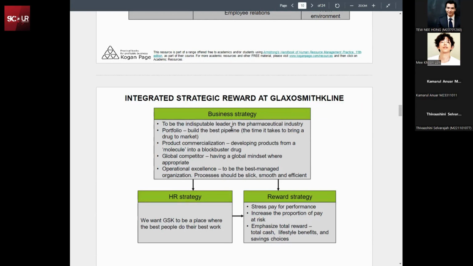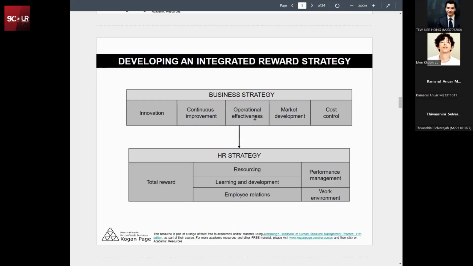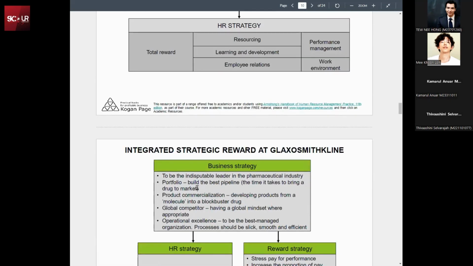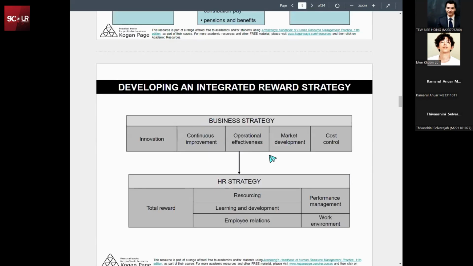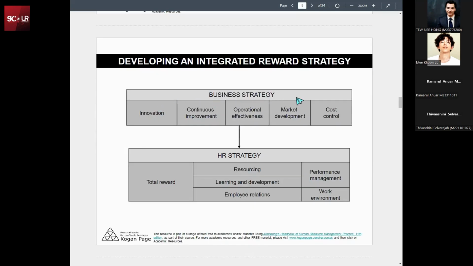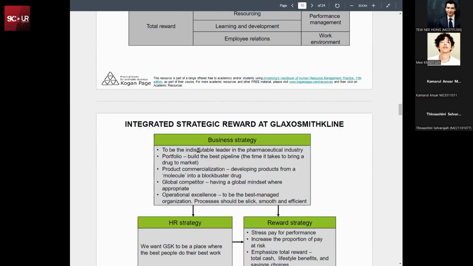The business strategy is to be the leader in the pharmaceutical industry. Which is what? Market development, to have the best portfolio pipeline in the drugs market. They want to become number 1 continuously. Then commercialization, developing products, putting molecules into blockbuster drugs, global competitors, operational excellence. All of these are in there, except cost control. I don't think cost control is here.